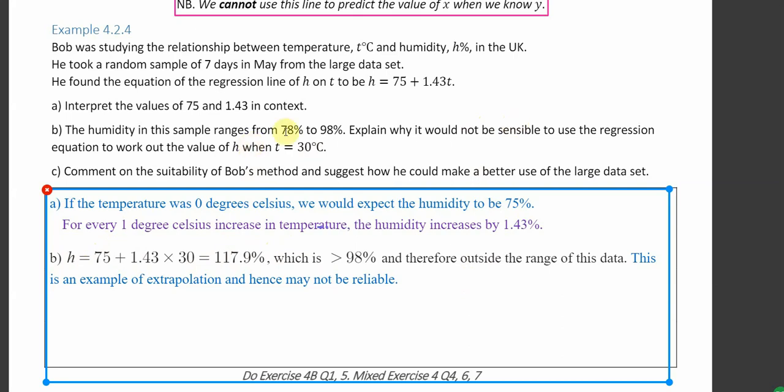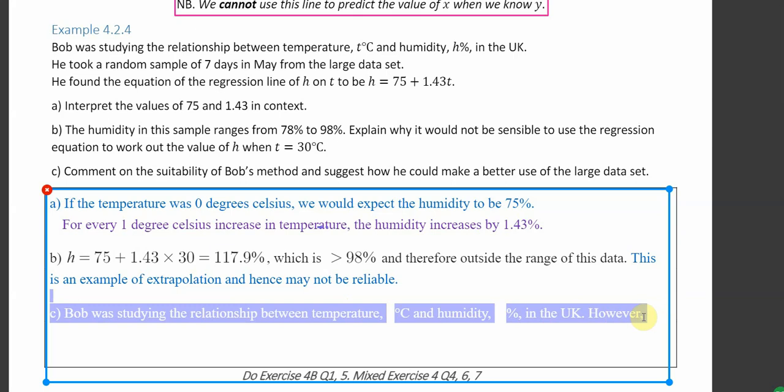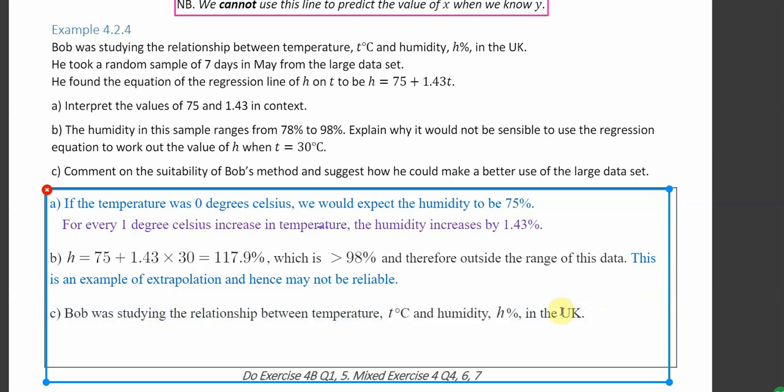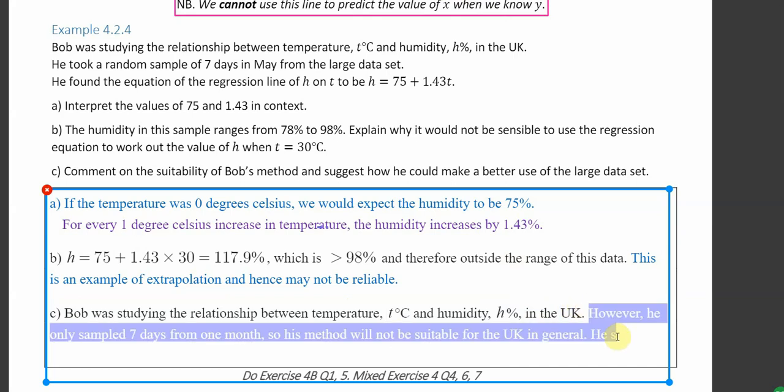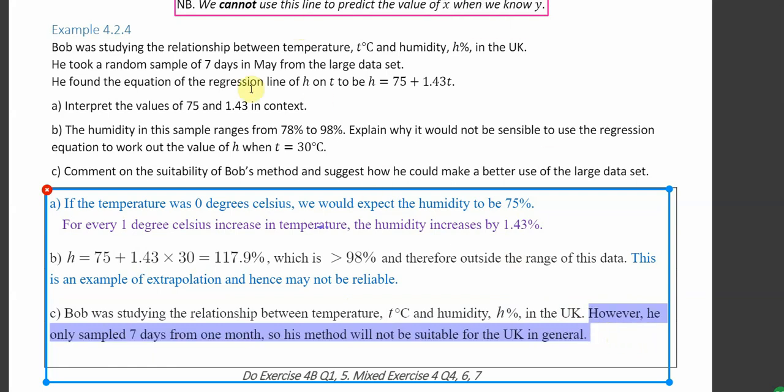Part C, comment on the suitability of Bob's method and suggest how he could make better use of the large data set. Well, he's studying the relationship between temperature and humidity in the UK. It doesn't say for a particular month in the UK, it just says in the UK. Also, it doesn't say a particular location. So he's only sampled 7 days from 1 month. He's sampled from May. So his method will not be suitable for the UK in general. It's not going to tell us anything about the rest of the year.